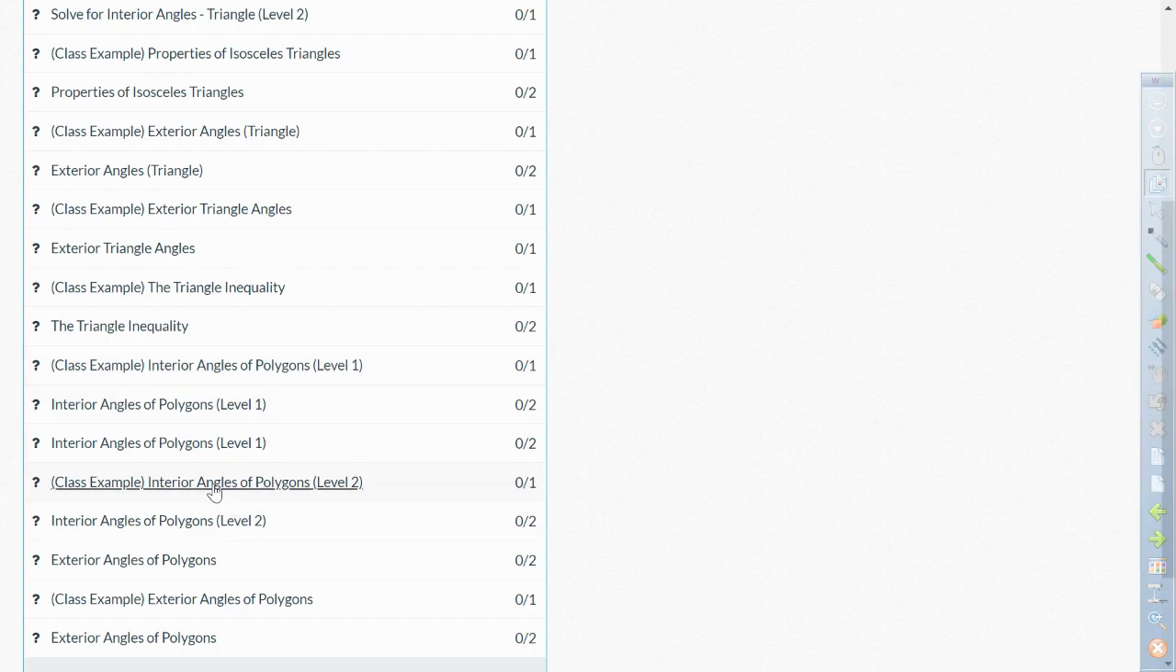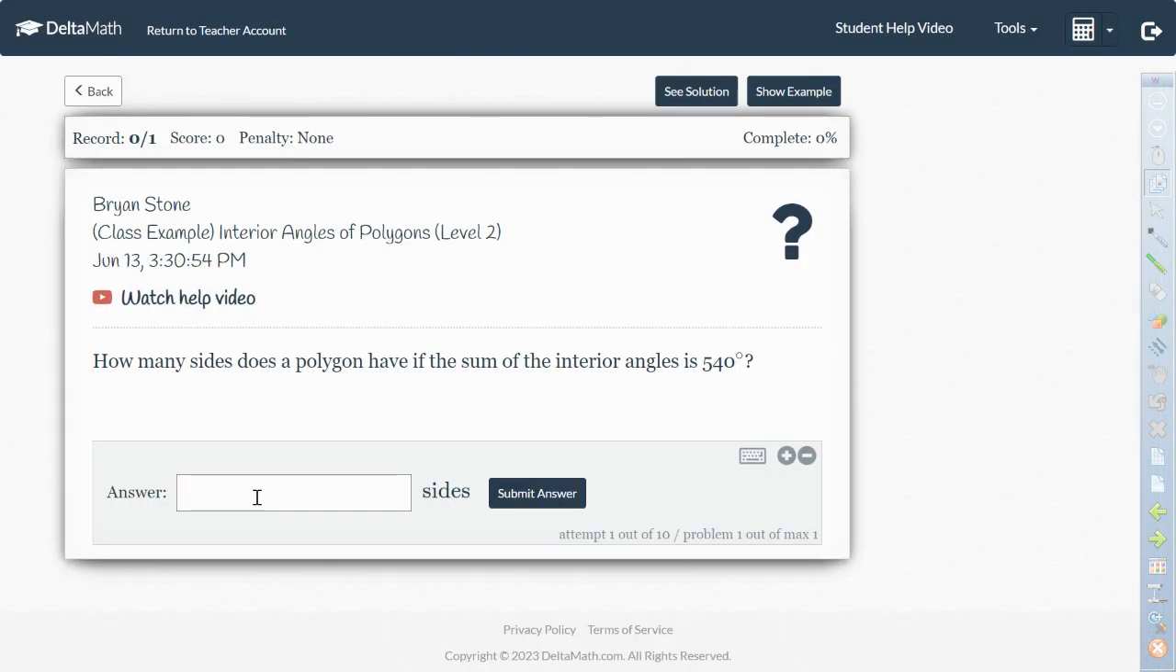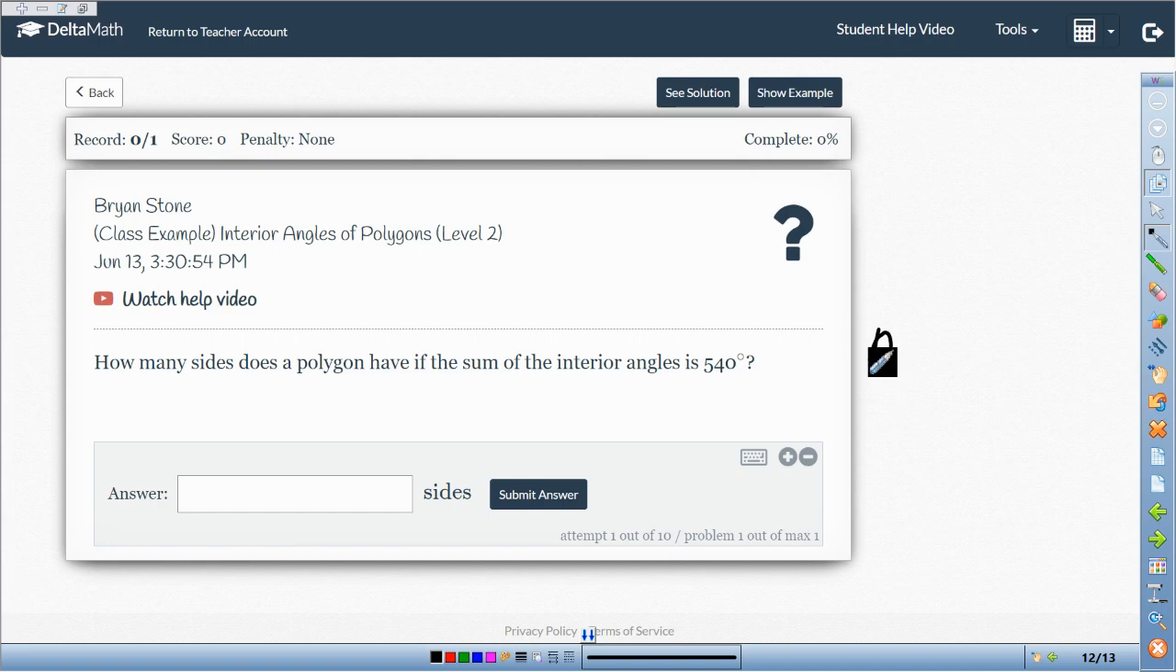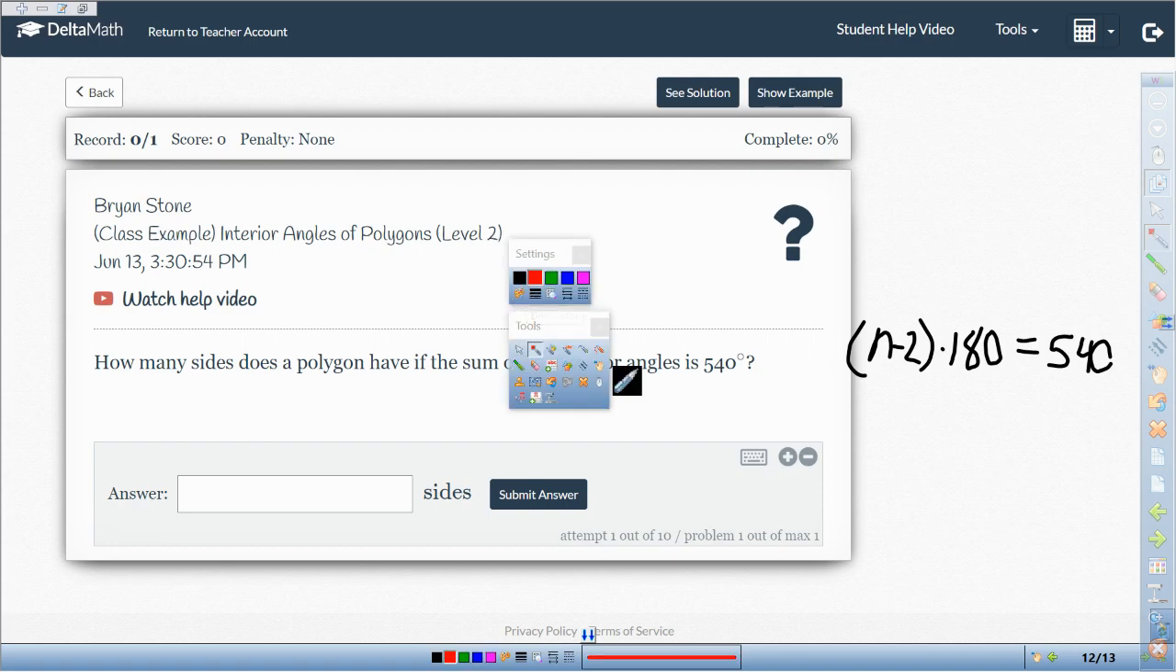Next one, interior angles of polygons, level 2. Okay, so look at this one. It's saying how many sides does a polygon have if the sum of the interior angles is 540? So these are the reverse, opposite problems. When we go to do these, we're still using our formula, n minus 2 times 180. But we know what that equals. It's saying that those add up to 540. It's just a matter of now solving this for n, and we'll know the number of sides.